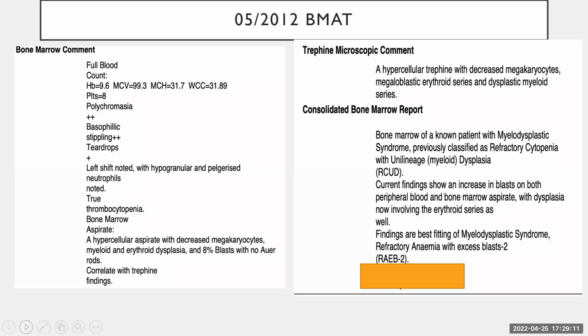So with his bone marrow aspirate and trephine, the final comment showed that the findings were best fitting a myelodysplastic syndrome, refractory anemia with excess blast 2. Next slide, please.